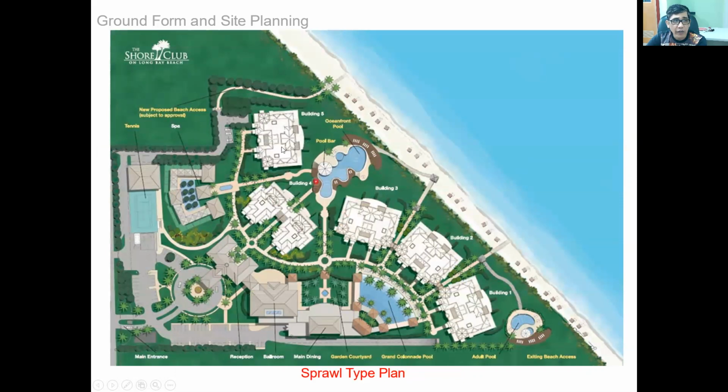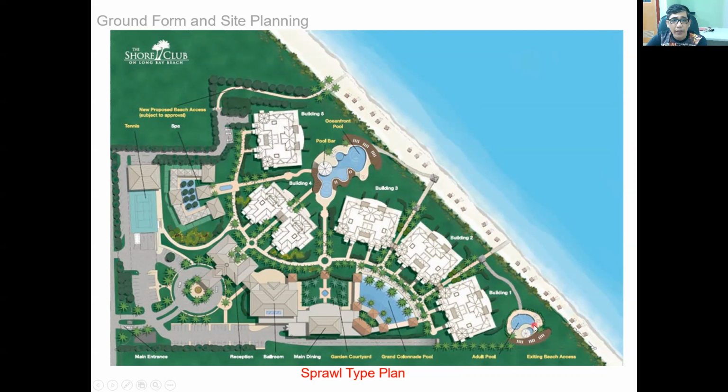So the development was created maximizing the view of the sea. These buildings are inclined to see the view. So a lot of areas have maximum sea views, and a lot of areas are open to the main artery or the main road. So this is a good sprawling design, sprawling layout.